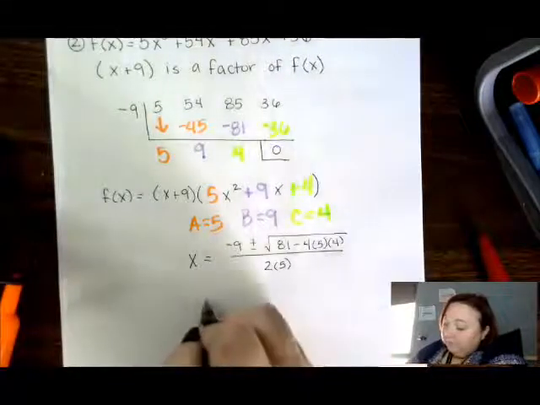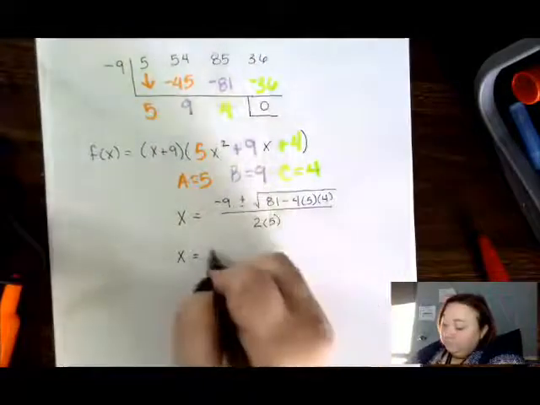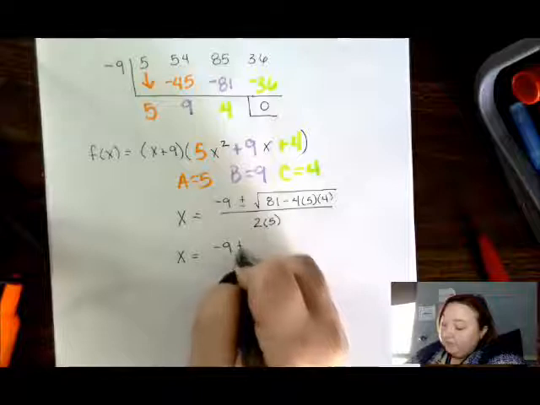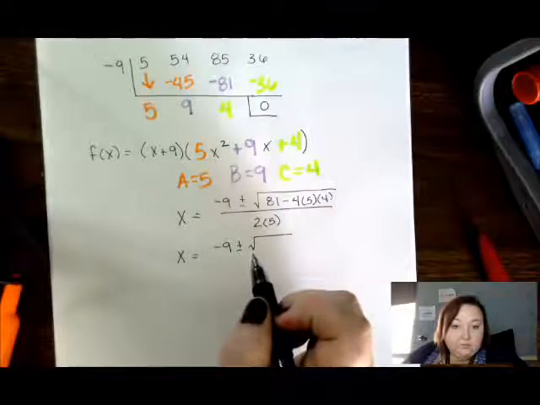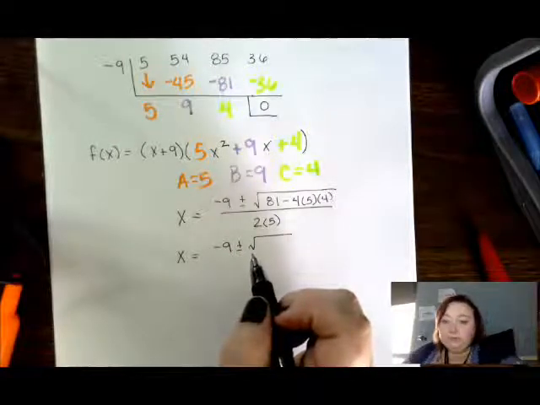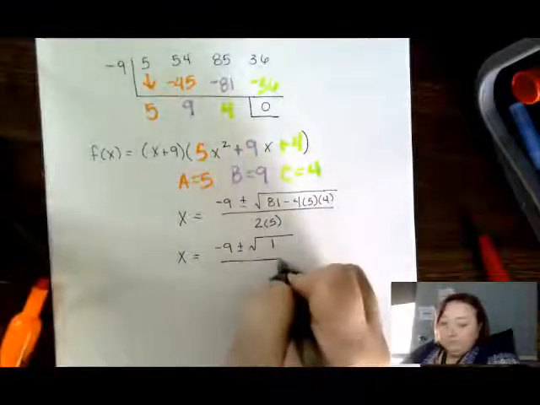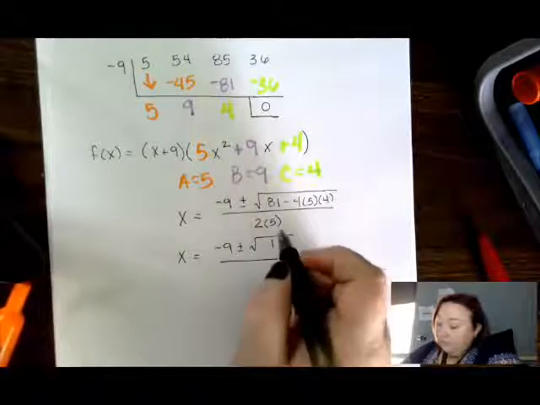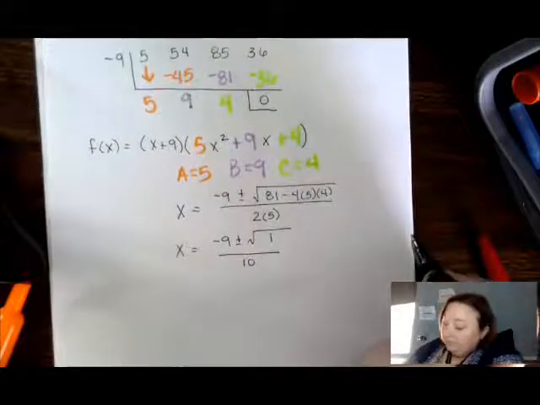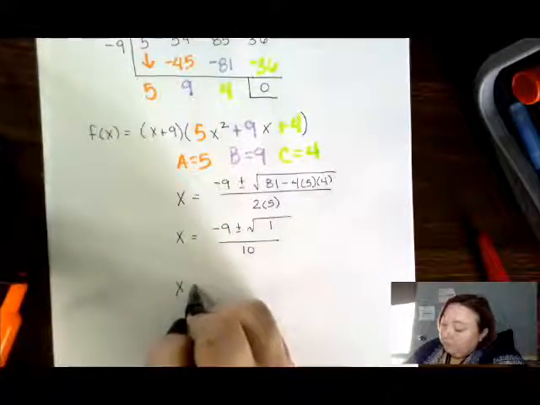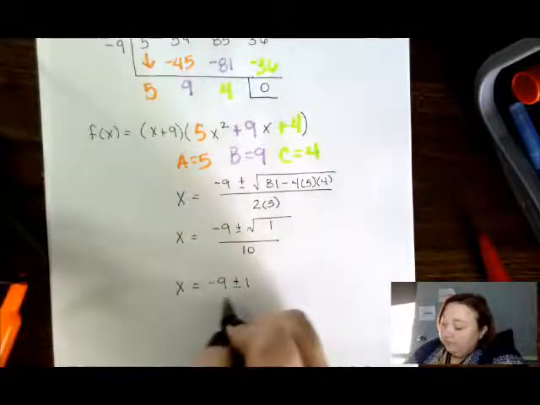Okay? And then we just simplify it down. So we got negative 9 plus or minus the square root. And let's see what we get under there. We're going to get 1. Two times 5 is 10. This is negative 9 plus or minus, and the square root of 1 is 1 over 10.